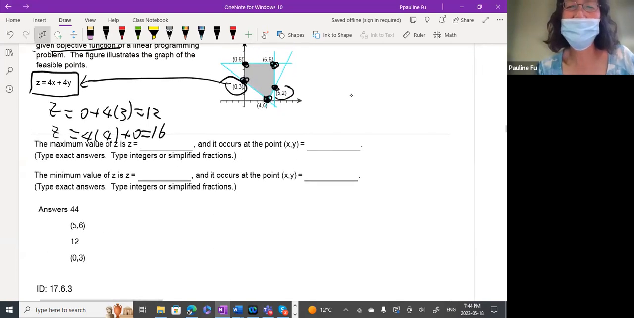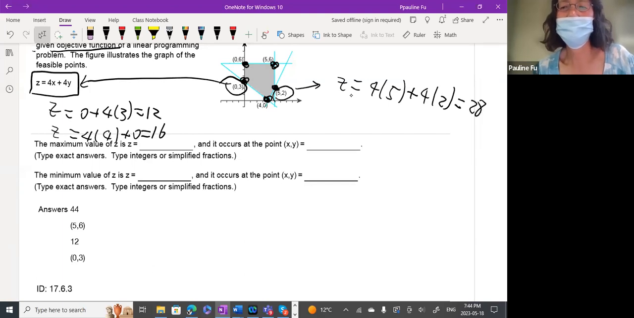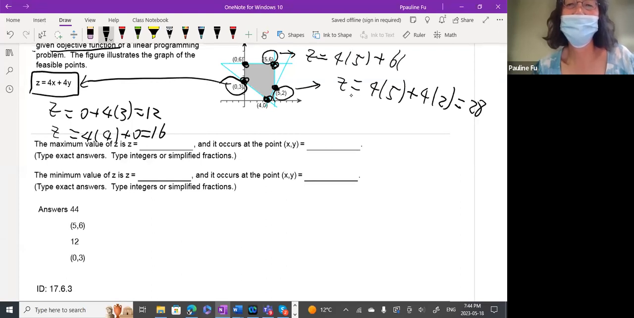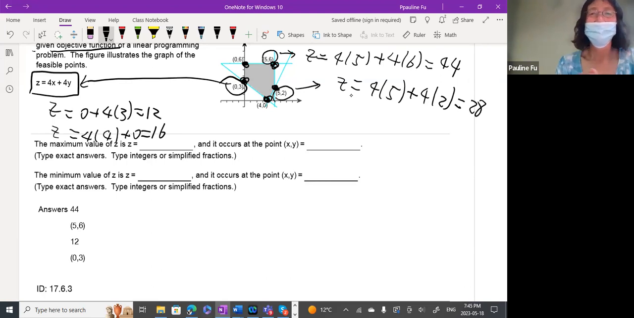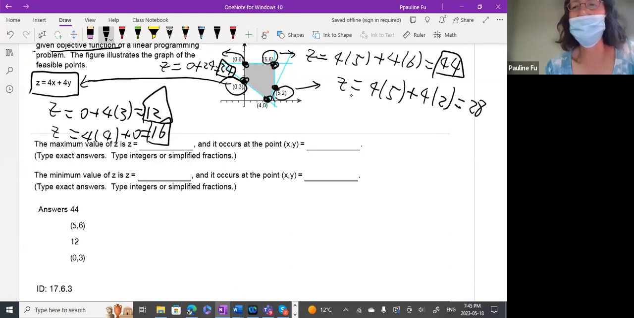And then we plug in (5, 2). When x is 5, y is 2. And then x is 5, y is 6. Lastly, let's plug in (0, 6). When x is 0, y is 6, so it's just 24. So you got 5 numbers: 12, 16, 24, 44, 28.